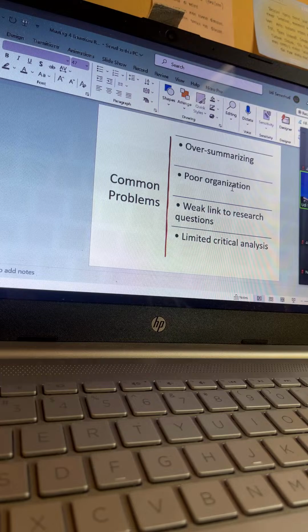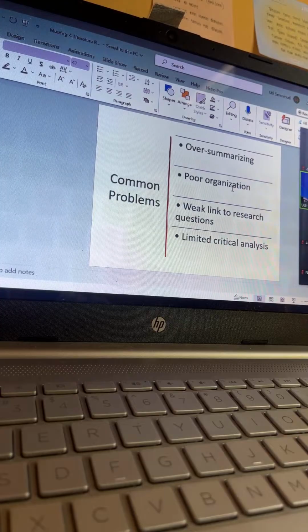So the common problem, for example, is that you are over-summarizing in the literature review. You keep summarizing, but you don't put your critical thinking there. You don't write critically, while academic writing is basically an example of critical writing. And because you don't know how each section, like the introduction and the literature review, is written, then your organization is poor.